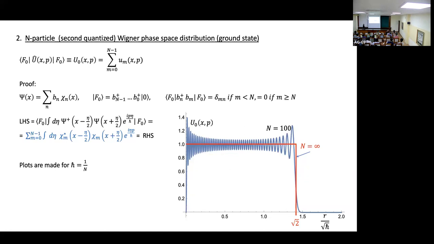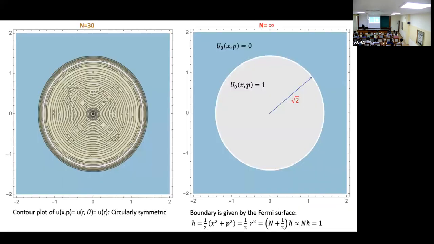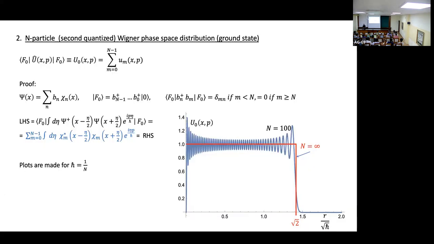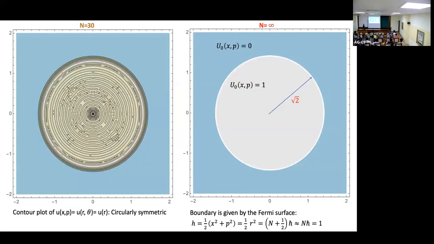And now this is nowhere near negative. It's well clear of anything negative. So eventually in the n equal to infinity limit, u just becomes 1 or 0. That's what it becomes. So these are all 1D plots, but actually u of x, p is a function of 2 variables. So here's a contour plot like this. Ignore all these deformities here. Actually, these are circularly symmetric plots. This is what happens for n equal to 30, and this is what happens for n equal to infinity.